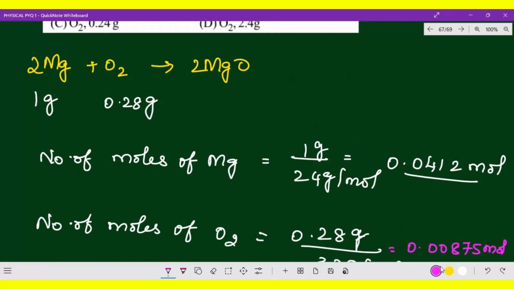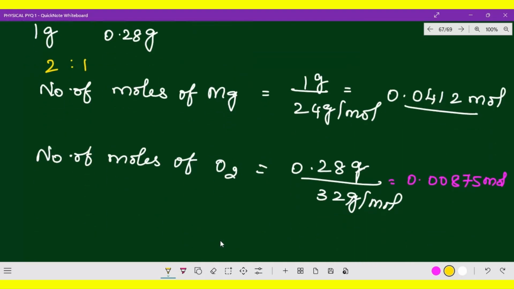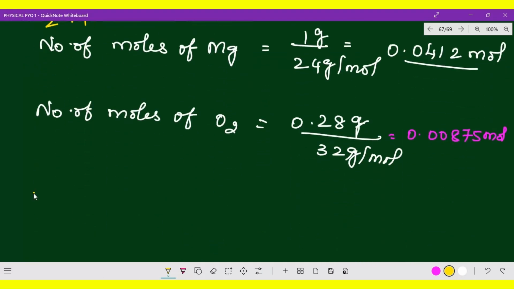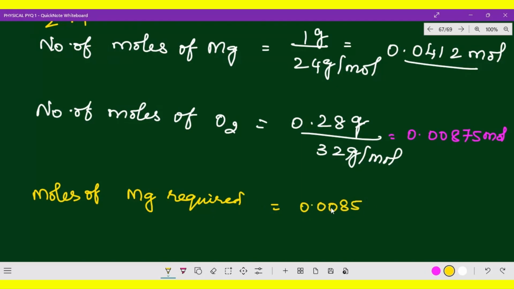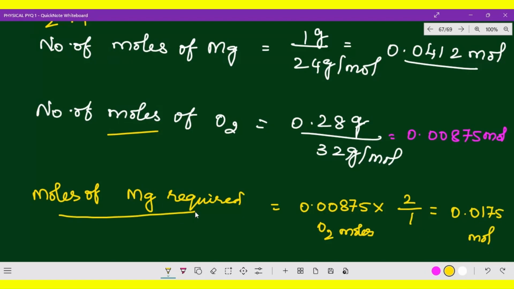Now let us check the balancing ratio. It is 2:1, so 2 moles of magnesium to 1 mole of oxygen. So we need the moles of magnesium required; only then can we identify the limiting reagent. Number of moles of oxygen, 0.00875, into the balancing ratio 2 by 1. So how much will you get? 0.0175 moles.